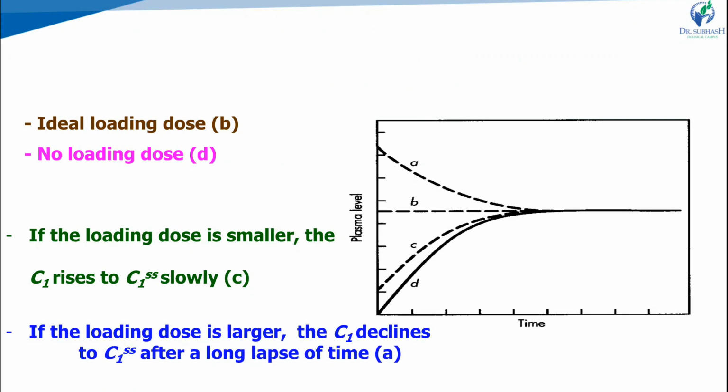So if the loading dose is smaller, we have to give a slow rise, similar to the normal dose. If the loading dose is larger, then we have a decline, and we can shorten the time to reach the steady state concentration, rapidly achieving that plateau steady state concentration with the larger loading dose. That is represented by A.